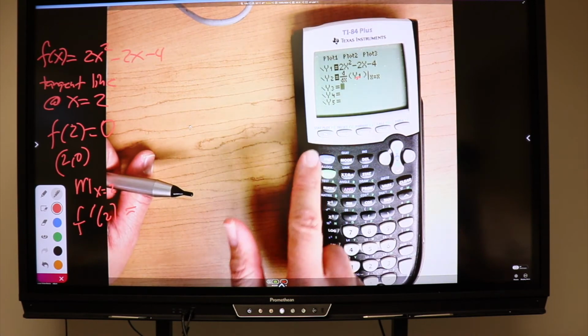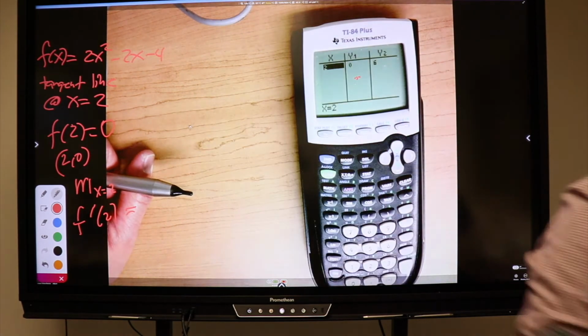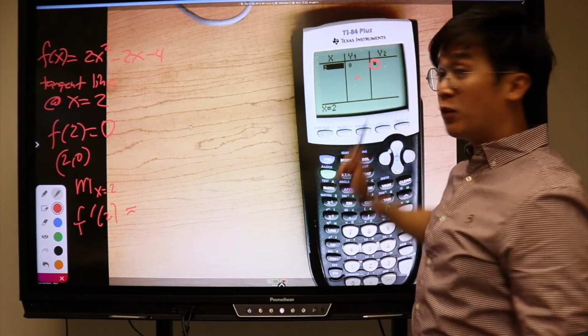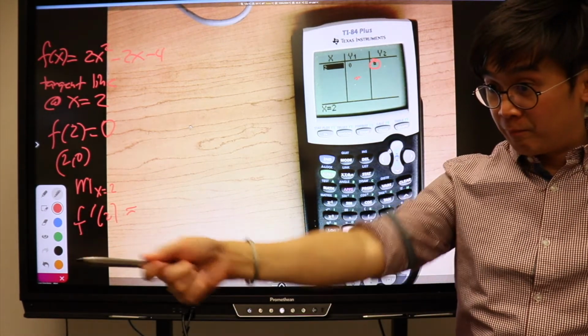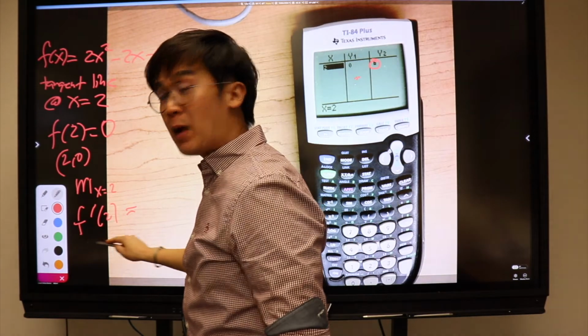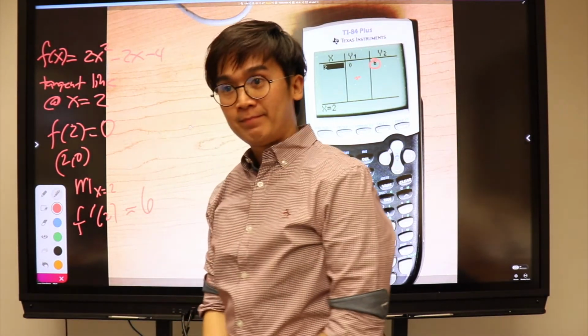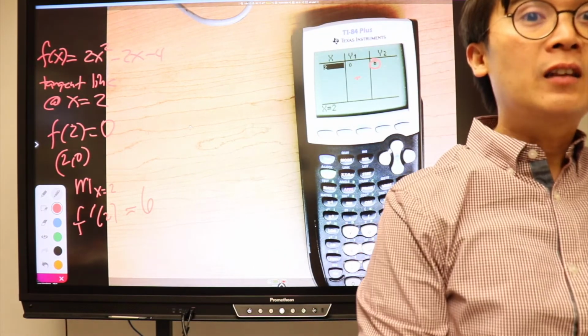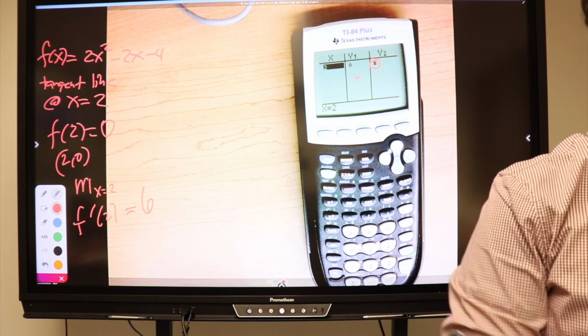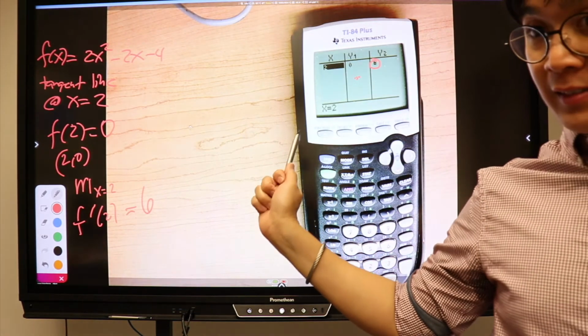So, second function, graph. What do you see? 6. And do you remember that 6 in our classwork a while ago? Yeah. That's f prime of 2. And that's how you use your calculator to solve for the derivative of your f of x at any given values of x. Got it?